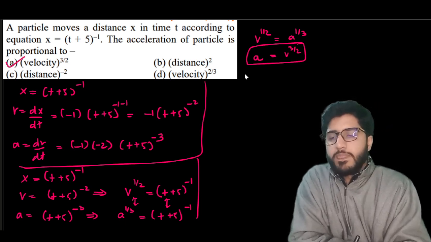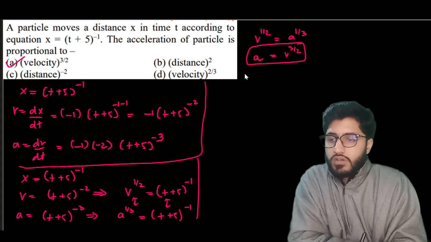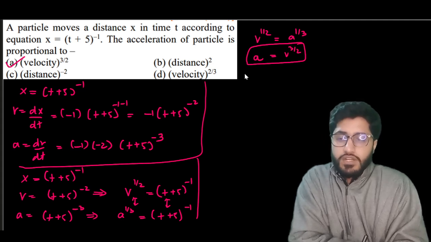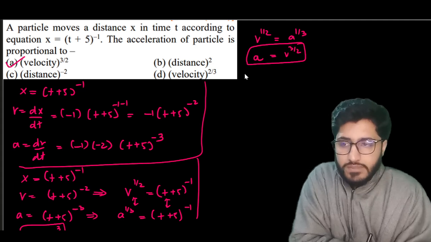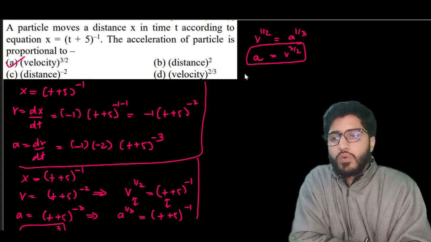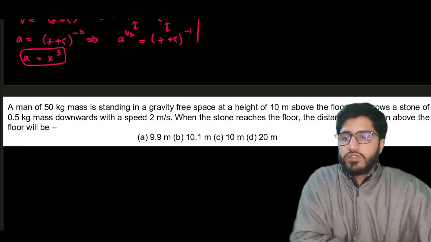This is the correct option. Now we need to find it in case of distance, right? So look, (t plus 5) to the power -1 is the distance. So can I write a equals x to the power 3? We have x to the power -2. That means only option number A is correct. Now moving to the next numerical.